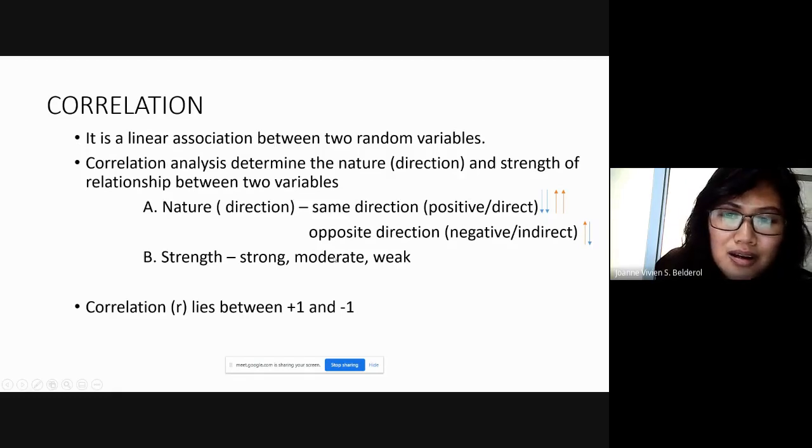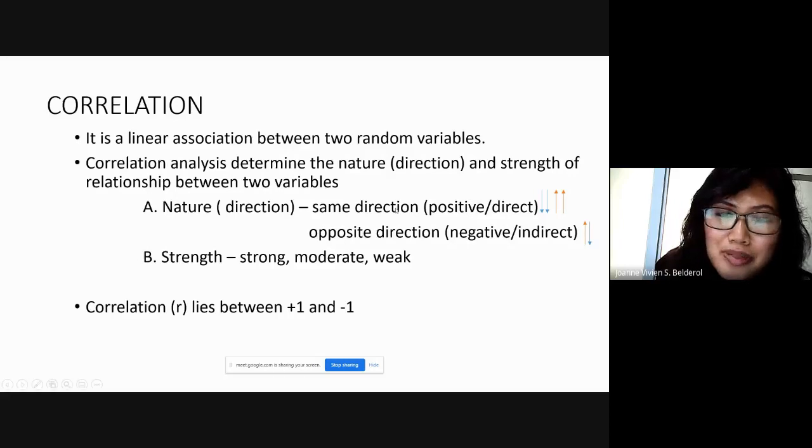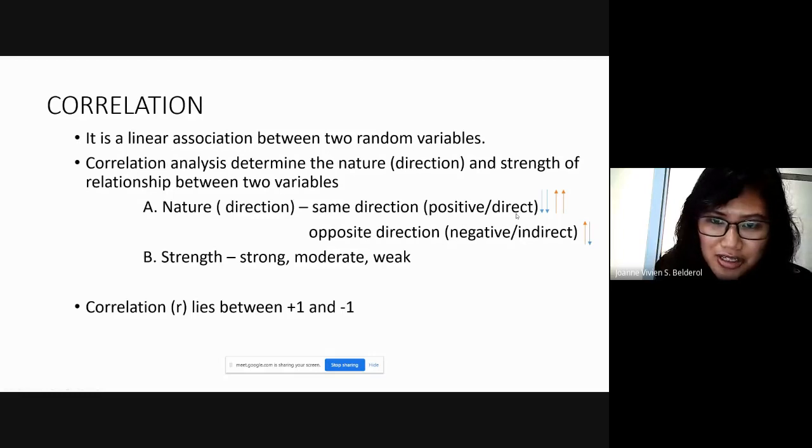Is it clear, the same direction or opposite direction? Yes? No? Okay. So basically, if they both increase or both decrease, it is positive. Take note of that: positive when the direction is the same. If opposite, negative, meaning one increases while the other decreases. So that's the direction component of correlation analysis.